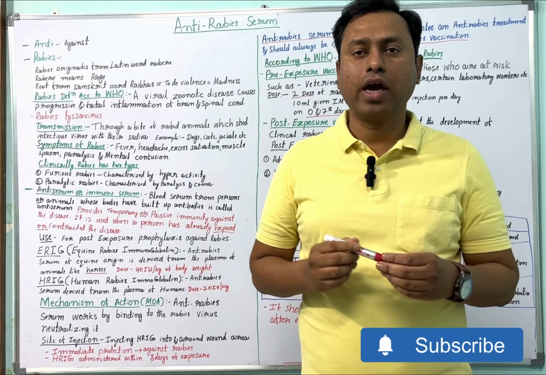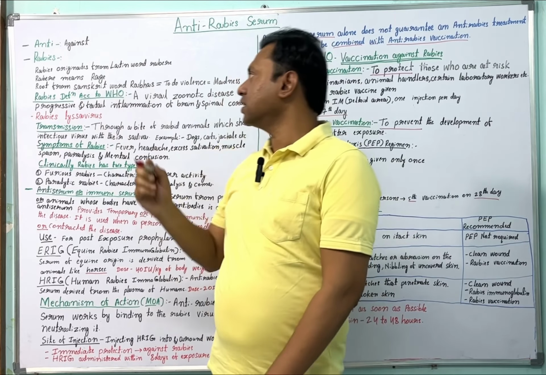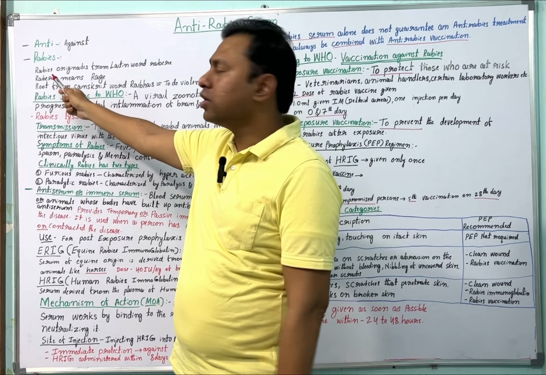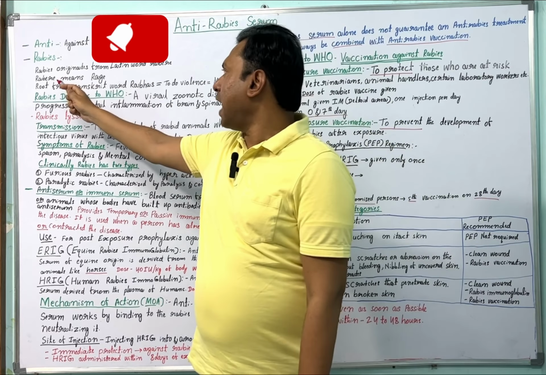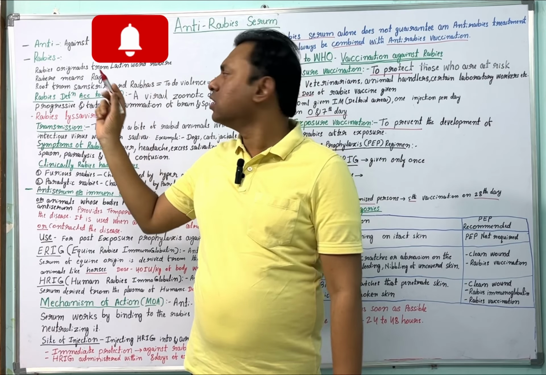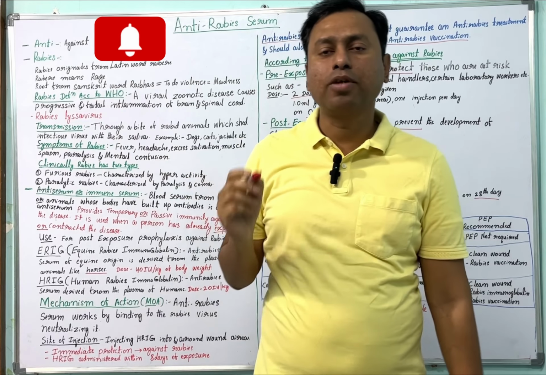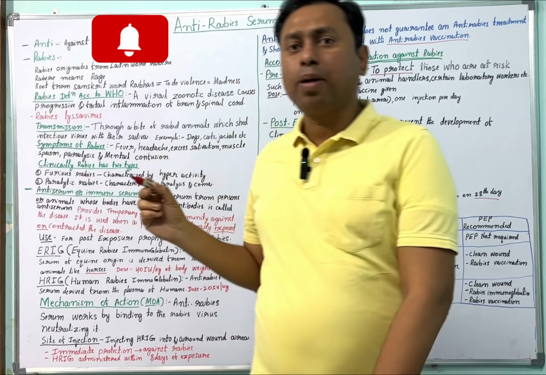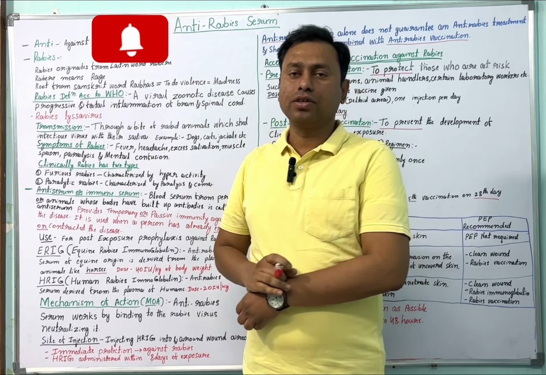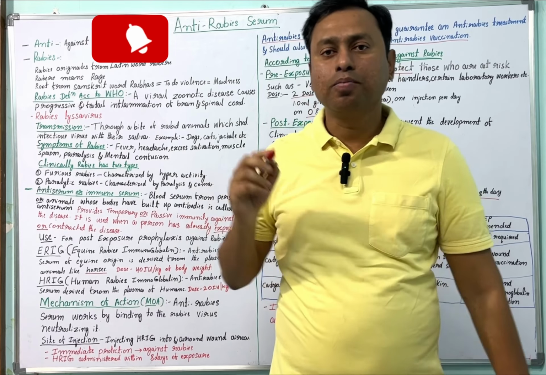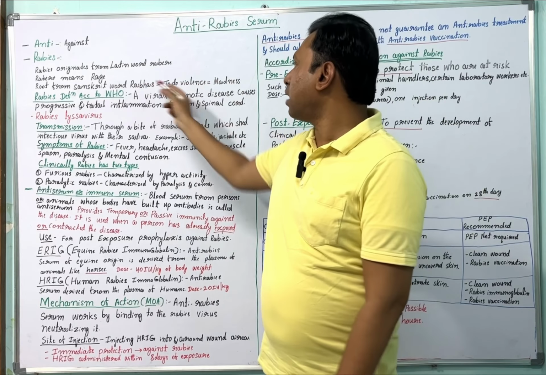anti-rabies serum. Anti means against. Rabies is a virus. The term rabies originated from the Latin word rabor. Rabor means rage. The root of this word rabies is also the Sanskrit word rabhas. Rabhas means to do violence, or madness. So the term rabies has its root in Sanskrit, rabhas, which means madness.